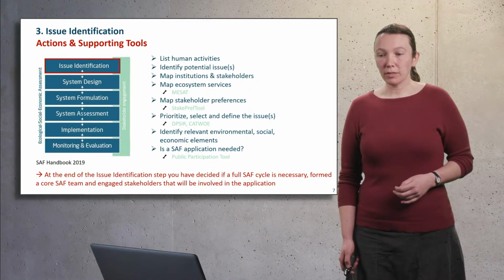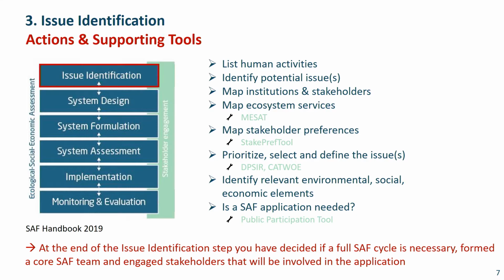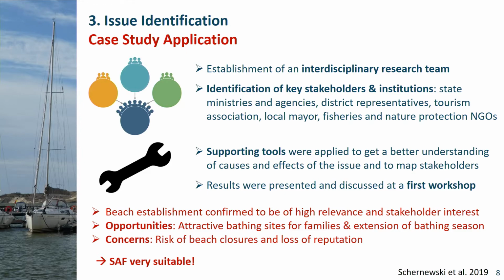So at the end of this step, you should have decided whether a full SAF application is needed, and you also formed the core SAF team and identified the key stakeholders involved. The issue identification in the case study started with a discussion and analysis of potential problems and also with a review of the plans in the area.